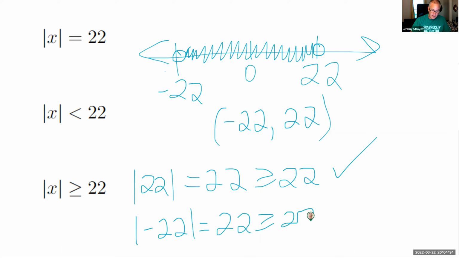And if we tried, I don't know, like negative 23, the absolute value of negative 23 is 23, and that is greater than or equal to 22, right? So any negative number that's smaller than or equal to negative 22 will work as well. So this helps us. I think, again, a number line is super helpful for thinking about this.